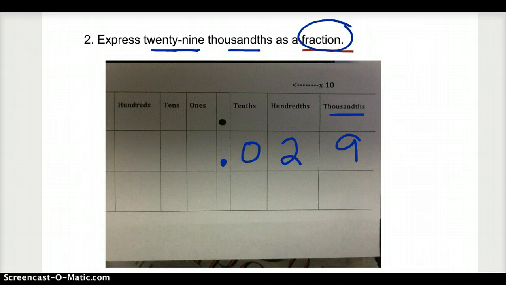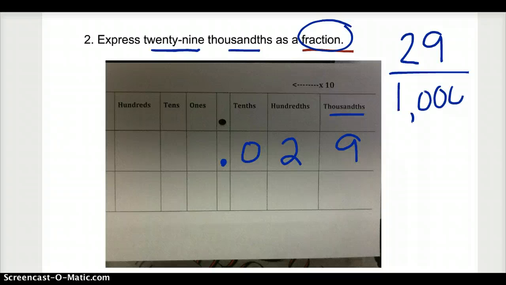29 out of 1,000. 29 thousandths is how I would write that fraction. 29 thousandths, there's 29 out of 1,000.